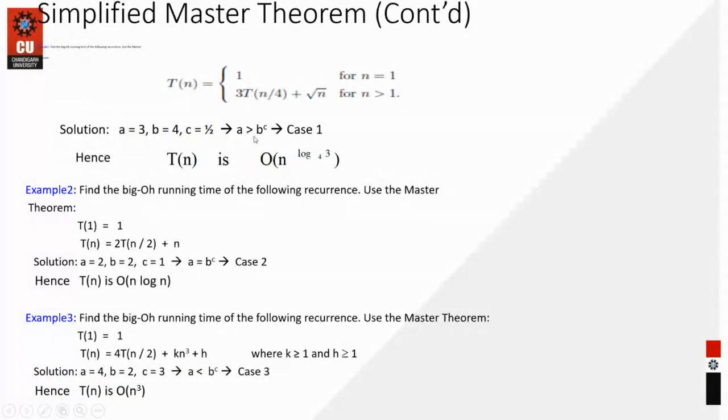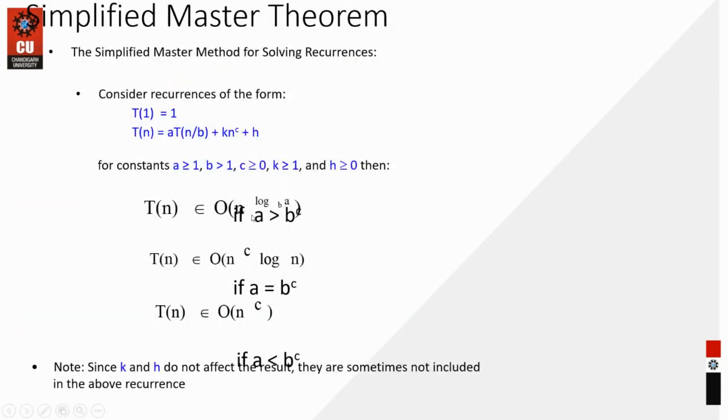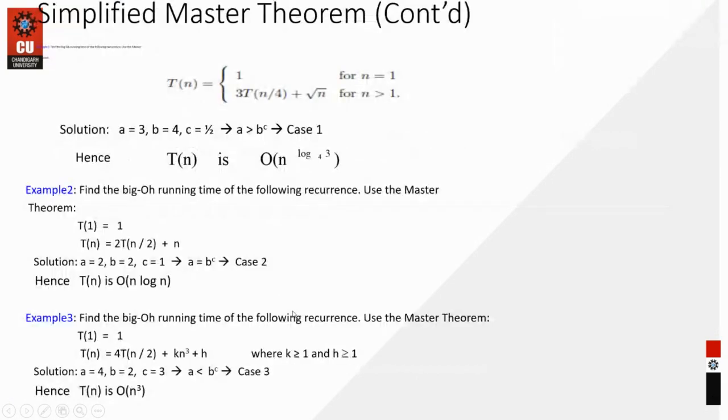Now you can say that a greater than b to the power c. Why? Because in case 1, in the previous slide, a is greater than b to the power c; the other cases are a equal to b to the power c and a less than b to the power c. Here we need to find out a greater than b to the power c. a is 3, b is 4 and c is half, so b to the power c would be 2. So 3 greater than 2, isn't it?